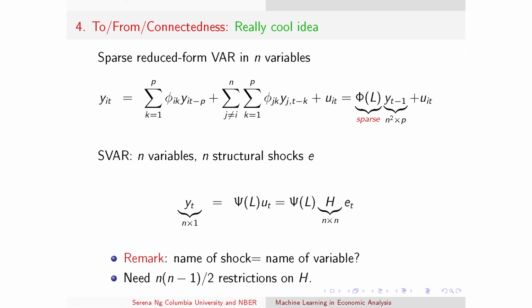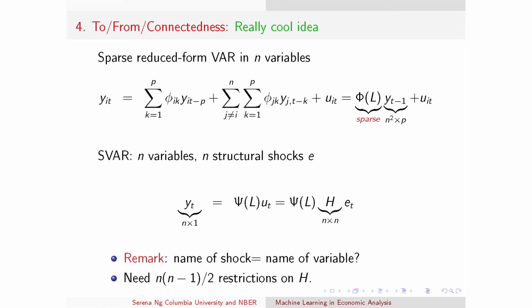The last point I want to make is, I really like this connectedness idea. What Frank did was run this VAR: for each equation Y_it, he has i equals 1 to 96 banks. You have to do this regression on the lags of each bank, and there are many banks, so you have N squared times p regressors on the right-hand side. That is high dimension, so he uses lasso to do regularization and to make the Phi(L) matrix sparse.